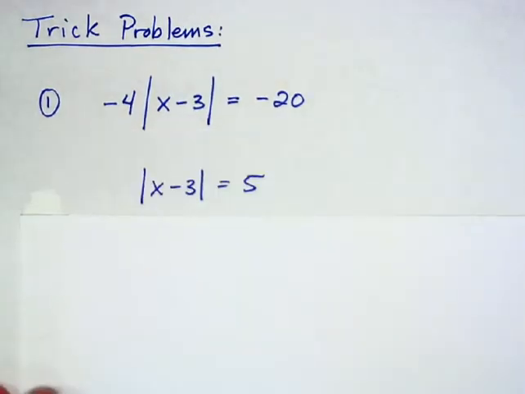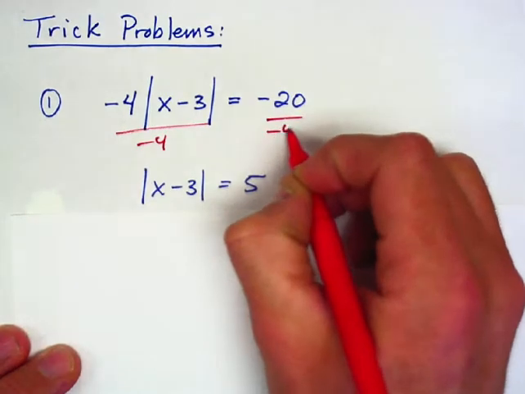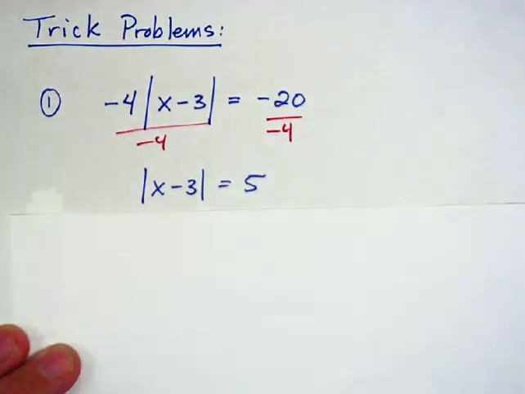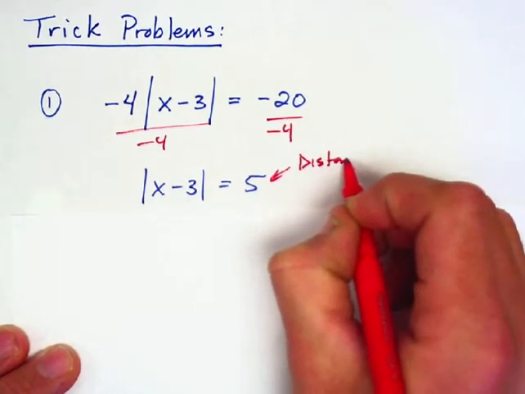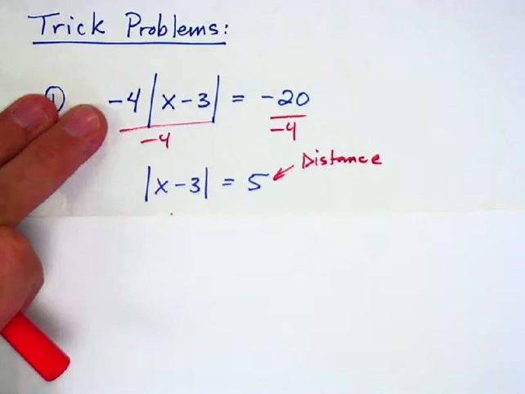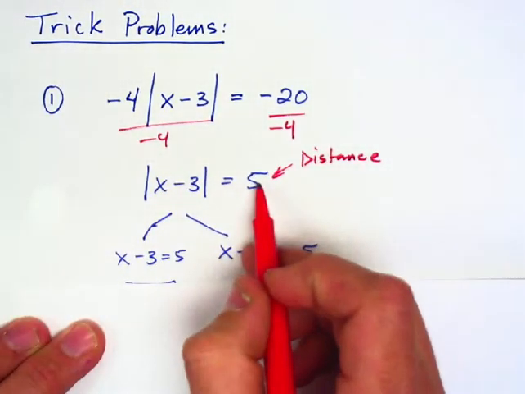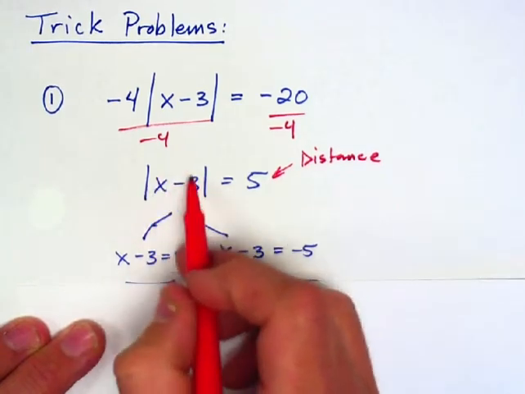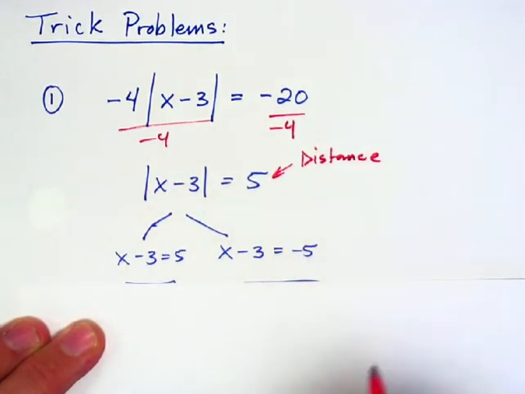So the first thing you need to do is divide by negative 4 to both sides to get the bars alone by themselves. When I divide by negative 4 to both sides, then I get a positive 5, and that now is my distance. Okay? So now that I have my distance, I can now solve for x by making two little mini problems. One mini problem saying that this expression could have equaled a positive 5, that has a distance of 5 to 0, and this expression inside here could equal a negative 5 also, that also has a distance of 5 to 0 on the number line as well.